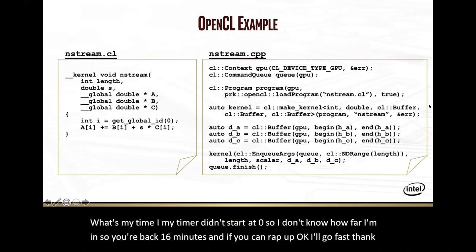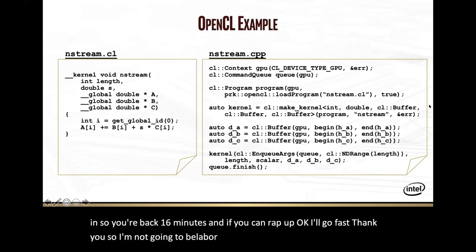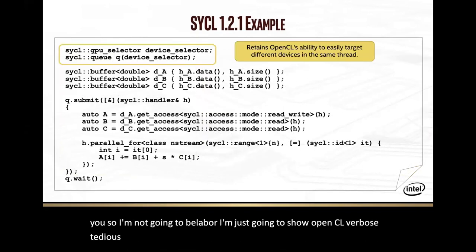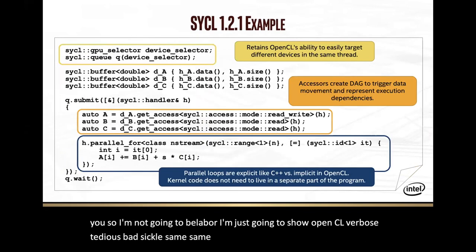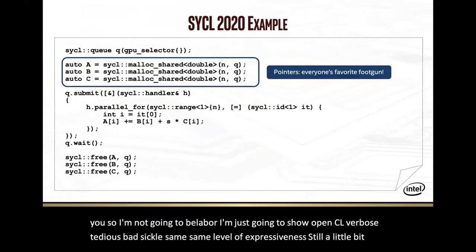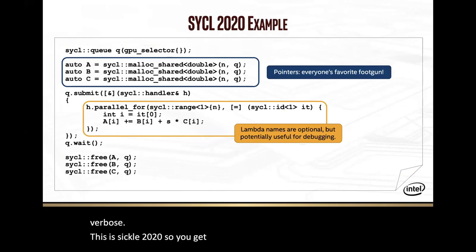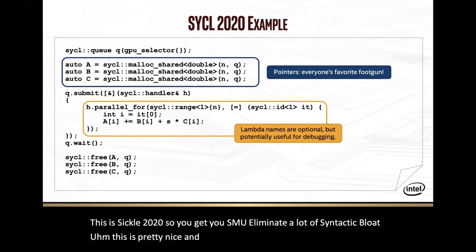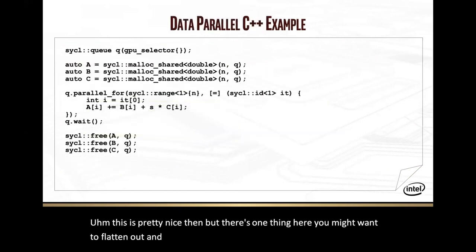So I'm not going to belabor this. I'm just going to show OpenCL: verbose, tedious, bad. SYCL: same level of expressiveness, still a little bit verbose. This is SYCL 2020, so you get USM, and you eliminate a lot of syntactic bloat. This is pretty nice. But there's one thing here you might want to flatten out, and that's this, which is currently not standardized, but it's literally just syntactic sugar in a header file.